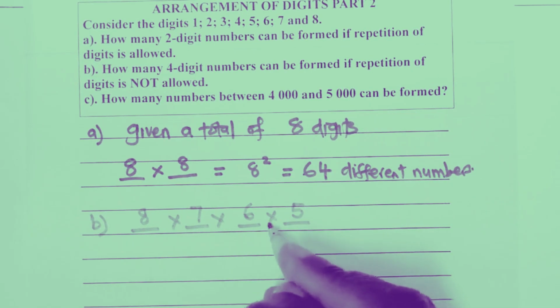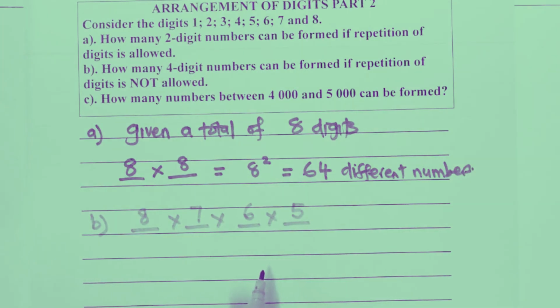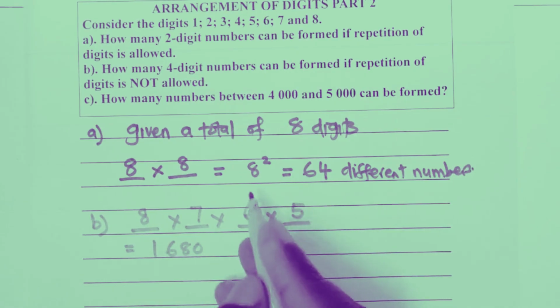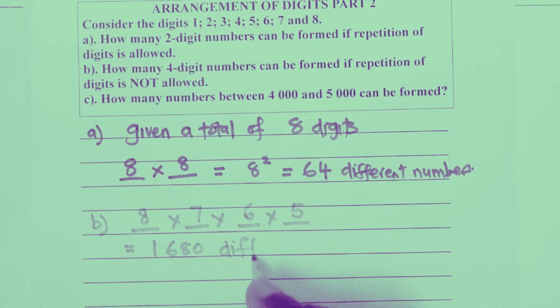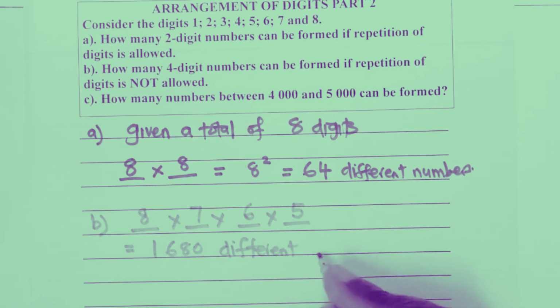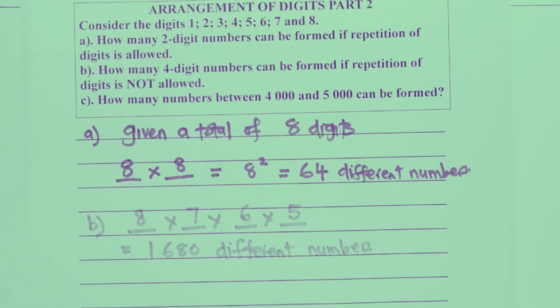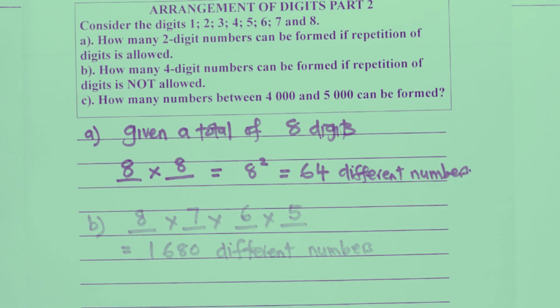Then we are going to multiply. And if we multiply, we are going to get 1680 different numbers. If we move on to C, the question reads, how many numbers between 4,000 and 5,000 can be formed?